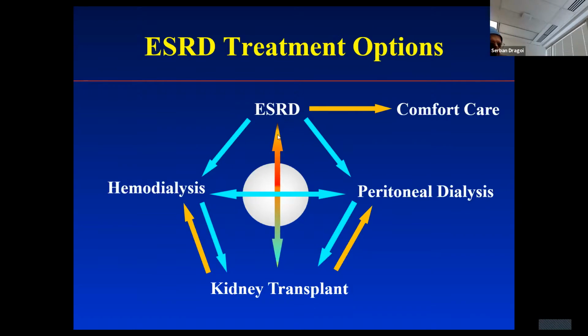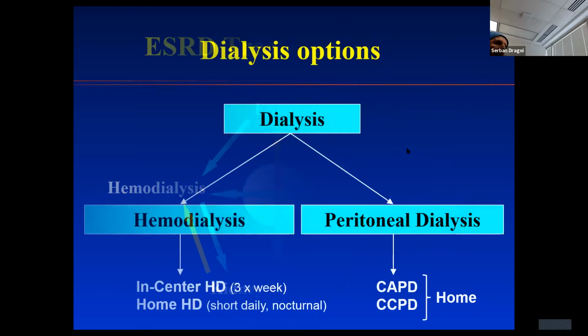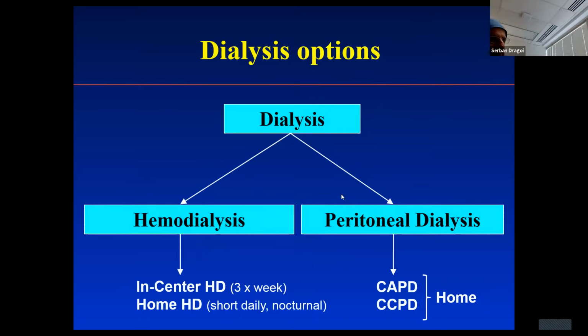And of course, preemptive transplant, perhaps that's why this is pictured in red. Kidney transplant as a preemptive option. As you reach ESRD, do not go to any dialysis, but go to kidney transplant. We will see this is the best treatment option. It gives you the best survival. So going to dialysis option, we have hemodialysis and PD.